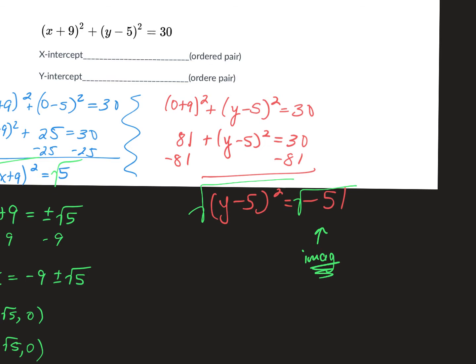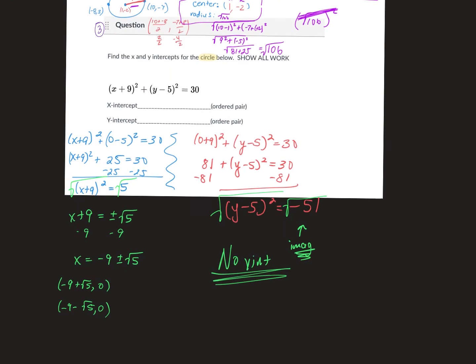Once you get to this point, you don't have to go any further, guys. You can just say, oh, I already know the answer to this. There's no y-intercept. If you get a negative underneath the radical, there is no y-intercept. And the reason why is because it's imaginary. Questions? You guys with me? All right, you're doing a good job.